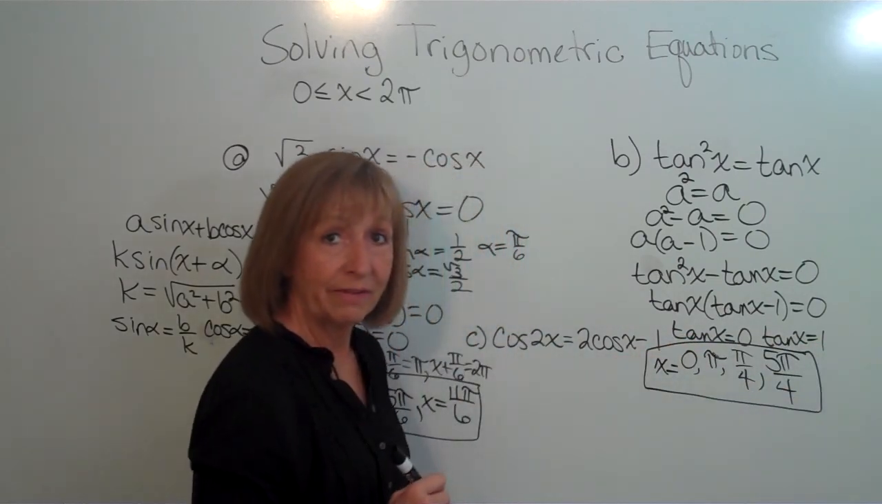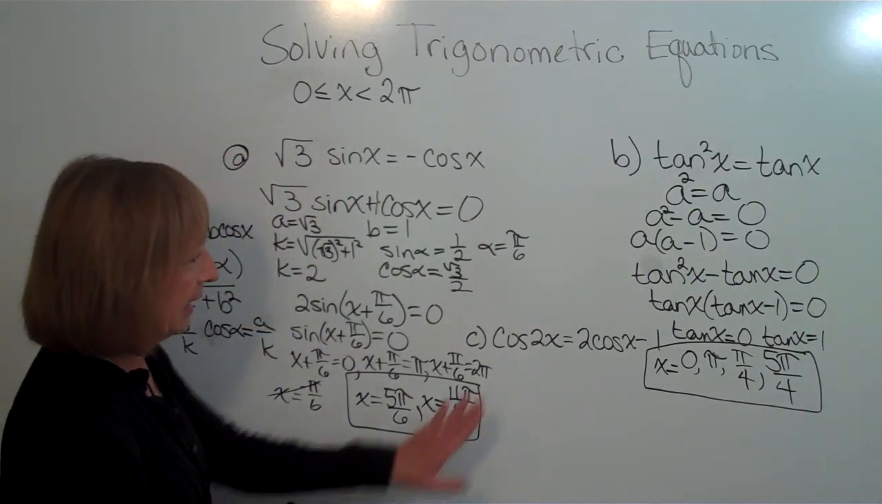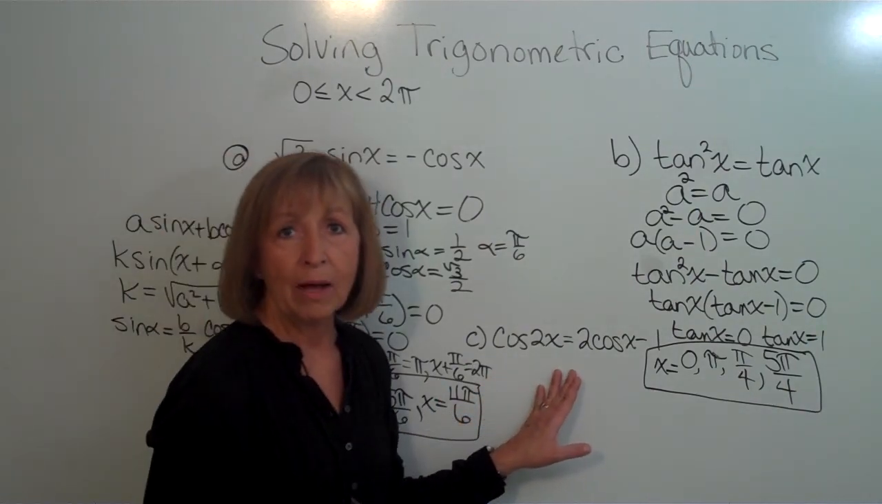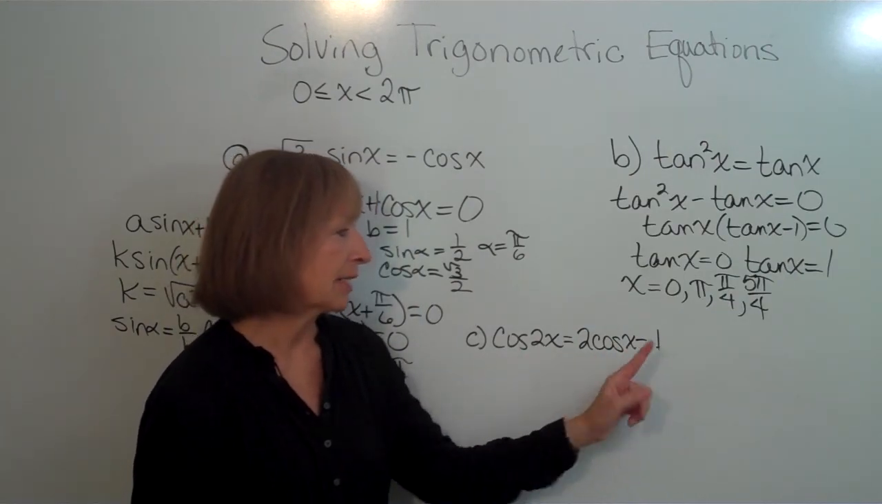So those are our values of x for that. Okay, and then part C, and I've kind of crouched that in. So I'm going to take a moment to erase. It is cosine 2x is equal to 2 cosine x minus 1.